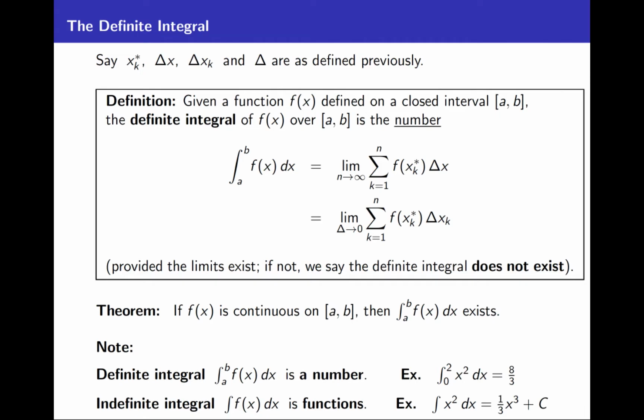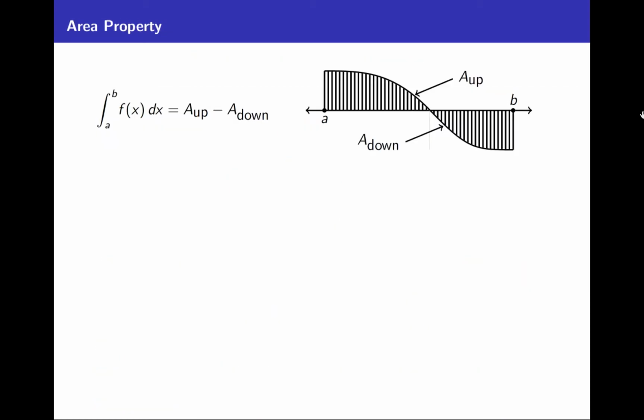But for now, I want to continue looking at this definition of this new idea called a definite integral from a to b of f of x dx. We're going to look at some of its properties. One of the first and most basic properties is that the integral from a to b of f of x dx is equal to the area above the x-axis and under the curve, which I'm going to call A up, minus the area below the x-axis. This requires a little bit of explanation.